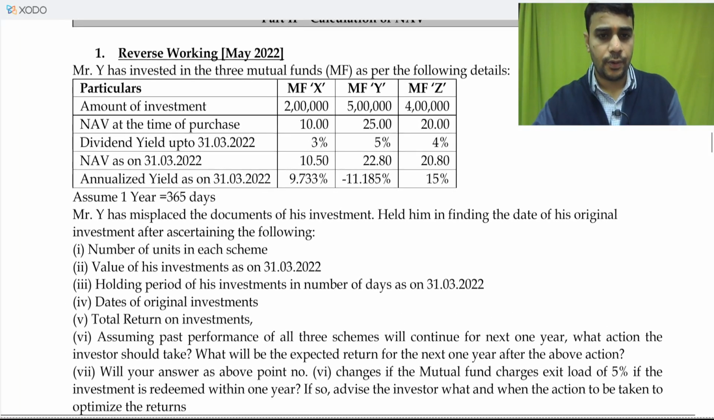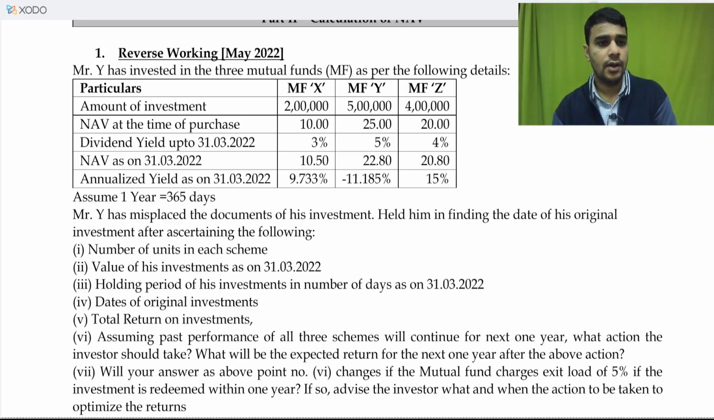Okay, a similar question with certain changes here. In fact, a question like this has already come in the exam. The next question in your material would be like this only, but this has certain extra adjustments, so that's why I wanted to discuss this.